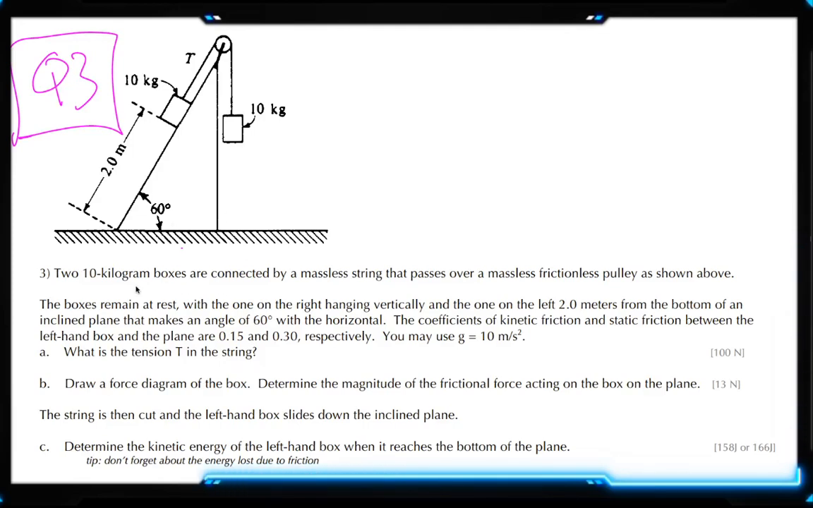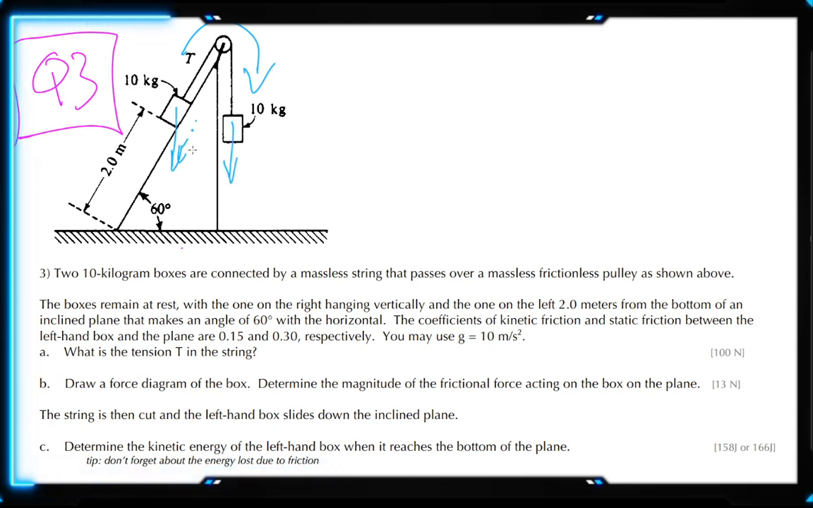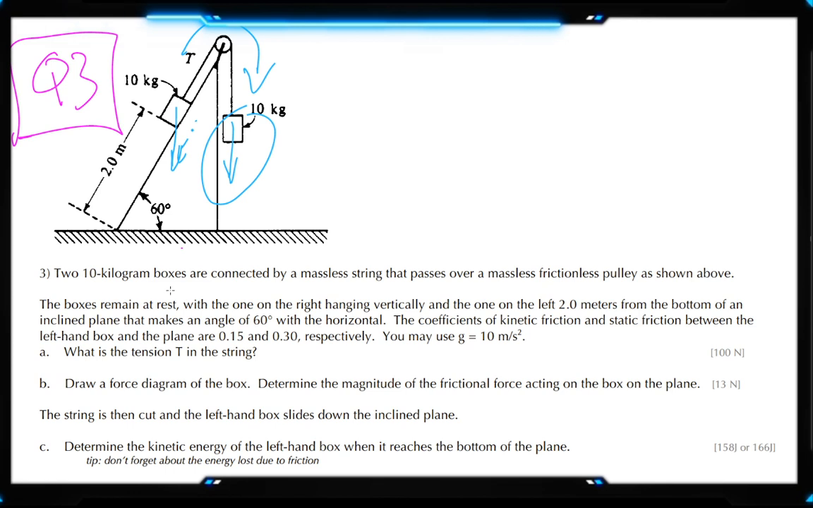Okay, in this problem, we need to consider whether or not the system is going to move. We know it wants to move this way because this gravity force is more than this component of gravity, but is this gravity force enough to overcome the static friction force in the problem? Let's first figure out that.